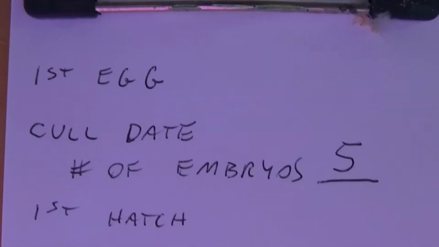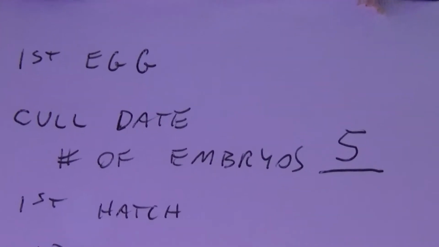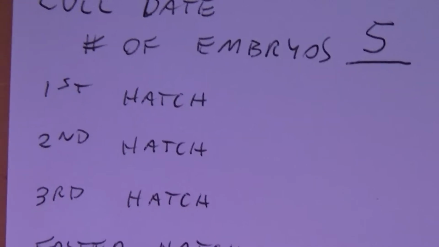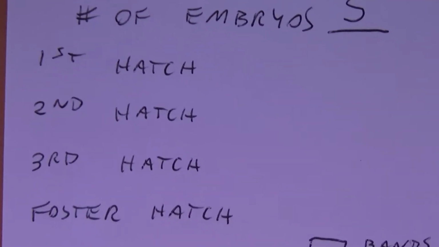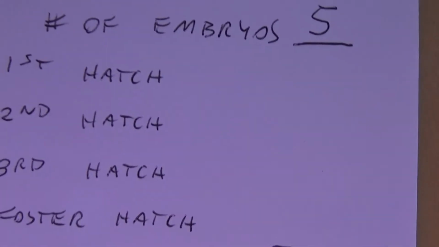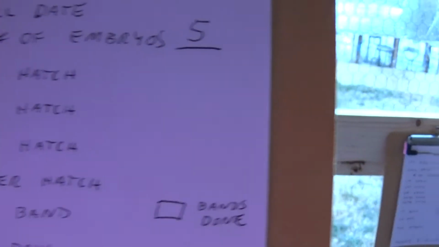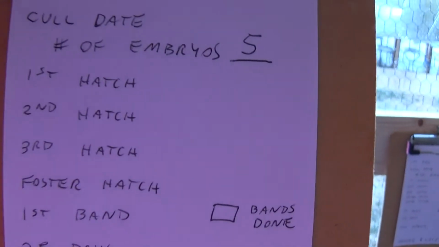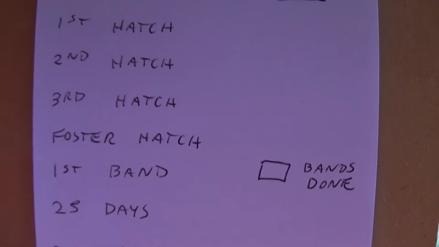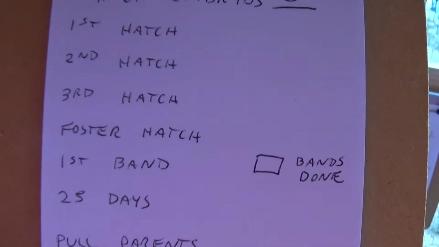Then I'm going to write first hatch, so I need to know the hatch date for the first chick. This is recording birthdays. Second hatch date, third hatch date, and the foster chick hatch date, the one that I'm going to foster out to somebody else. You'll see there's lots of room out here because over here on the side, I will write down the band numbers that I put on each of those chicks, so that when they're done, I can transfer that information onto my records inside.